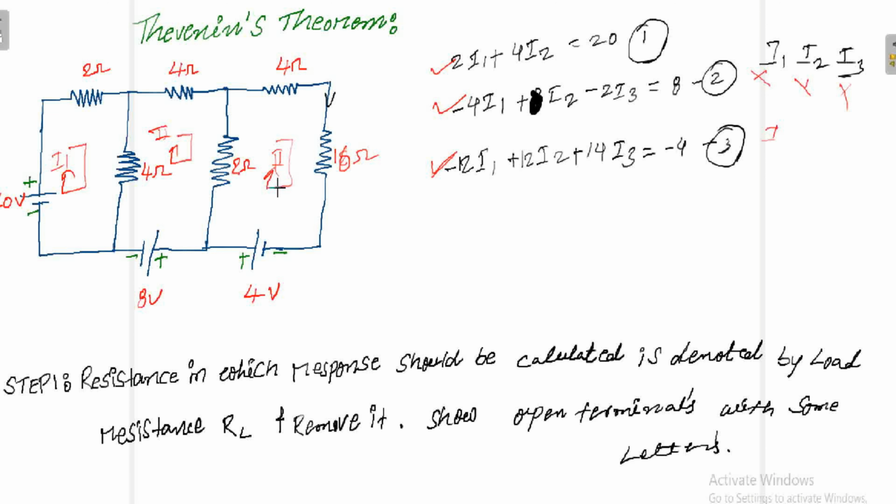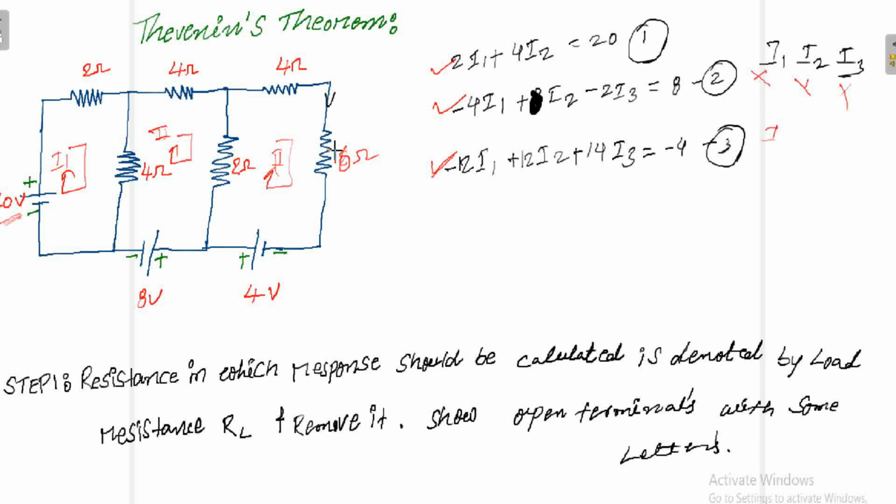Otherwise, if I use the superposition theorem, is there any help? With the help of the superposition theorem, what will you do? You will consider 10 volts and short these two, and find some current. By considering this 8 volts, shorting these two, you will find some current. By considering this 4 volts, shorting these two, 20 and 8, you will find some current. You will add them, and you will get the current flowing through this.